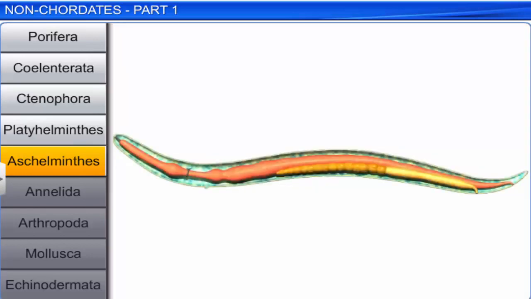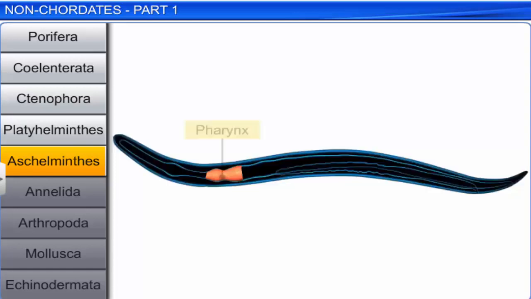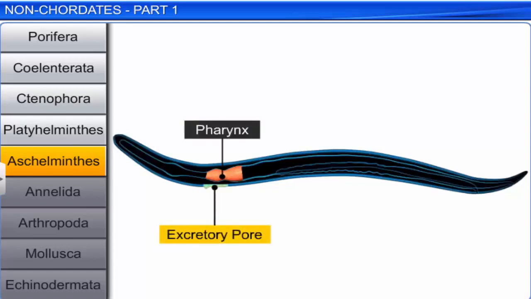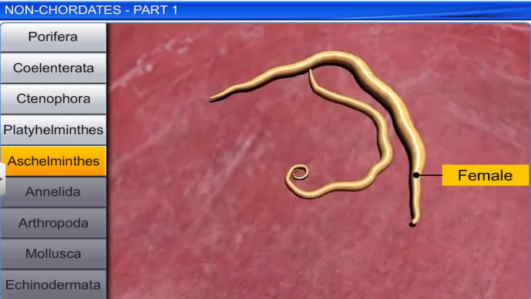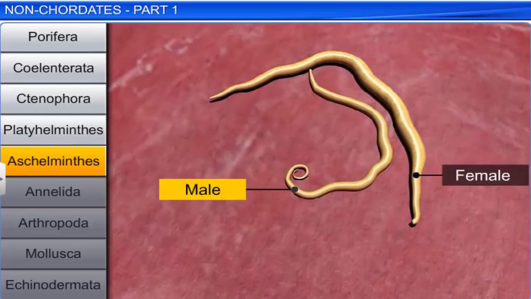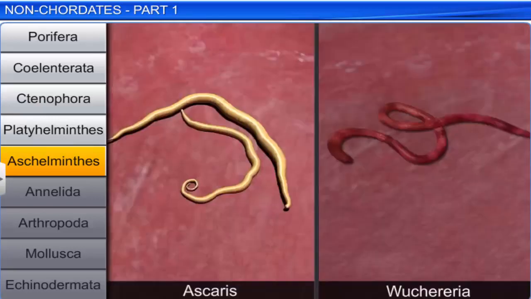In Aschelminthes, the alimentary canal is complete with a well-developed muscular pharynx. Body wastes are removed through the excretory pore. Roundworms are dioecious, and the females are usually longer than the males. Fertilization is internal, with direct or indirect development. Ascaris and Wuchereria are common members of this phylum.